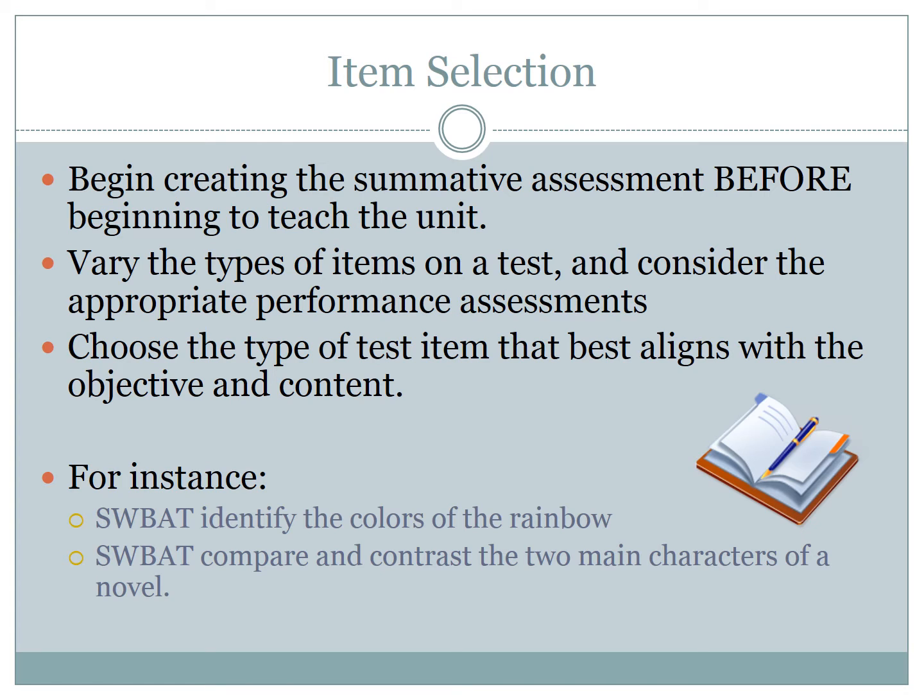So, for example, if you have at the bottom, SWBAT means students will be able to. If you have students will be able to identify the colors of the rainbow, you might measure that with a short answer: what are the colors of the rainbow? Or you might list a bunch of colors and say, check all the colors that are in the rainbow. Students will be able to compare and contrast the 2 main characters of a novel. Well, that's much more complex, and that's probably going to be an essay question where you ask them to compare and contrast 2 specific characters.